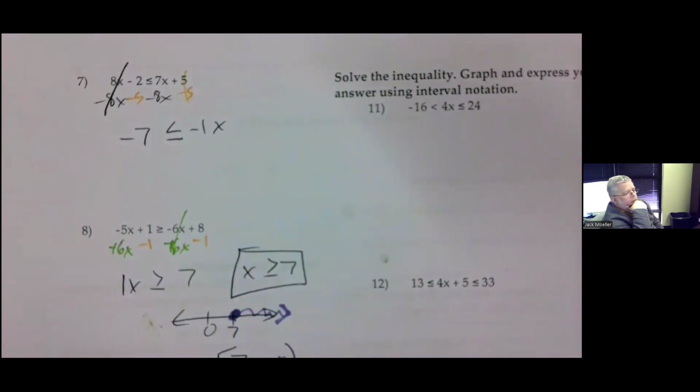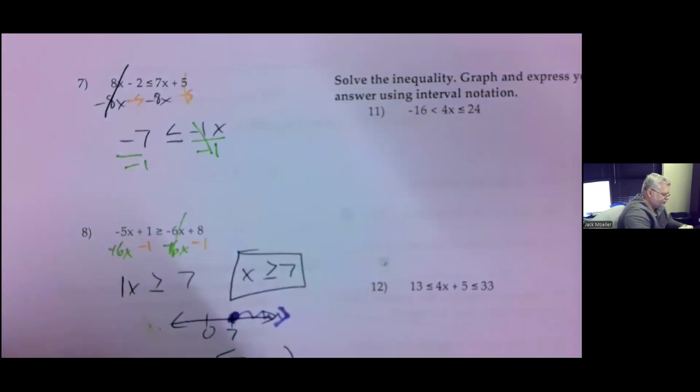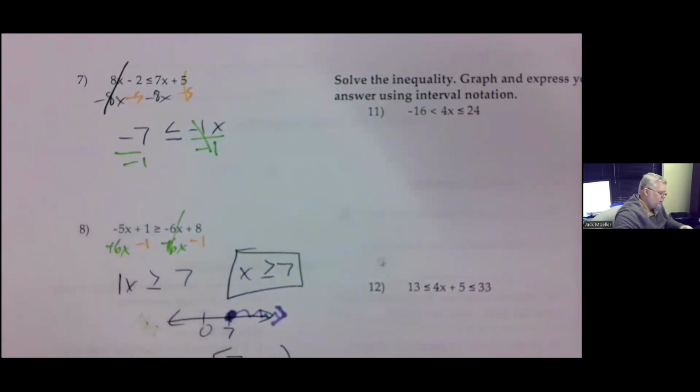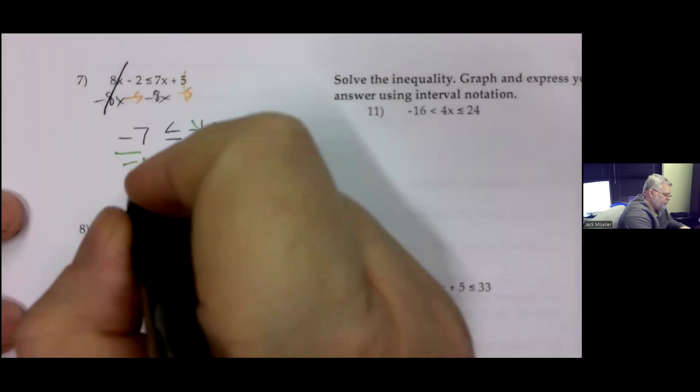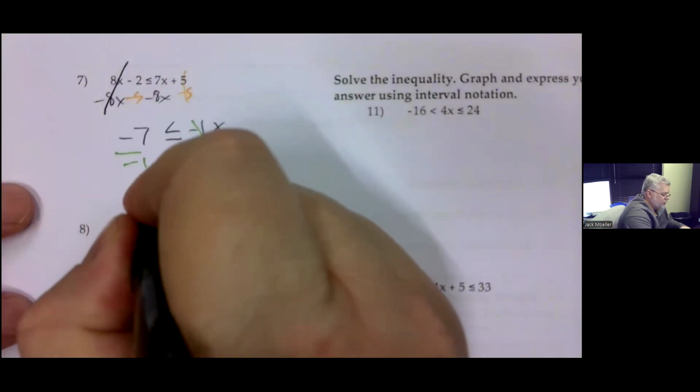Okay, so we're not done yet because we don't have positive x. So we need to do something about the -1. Well, that's -1 times x, so we're just going to divide both sides by -1. So -7 divided by -1 is +7.